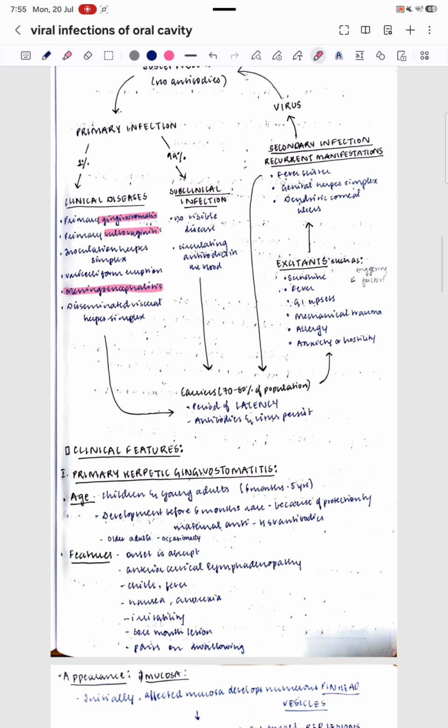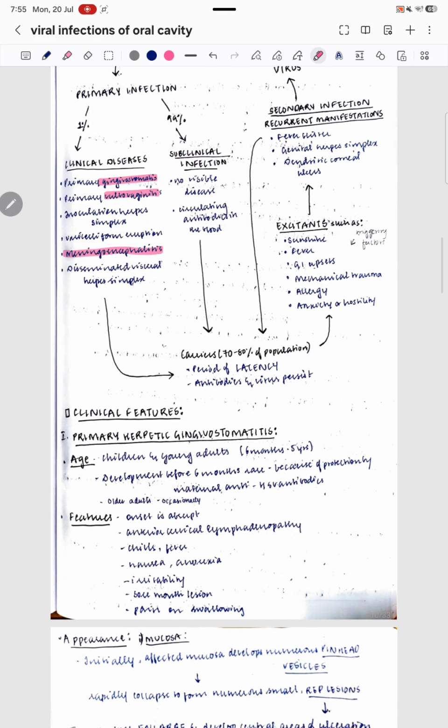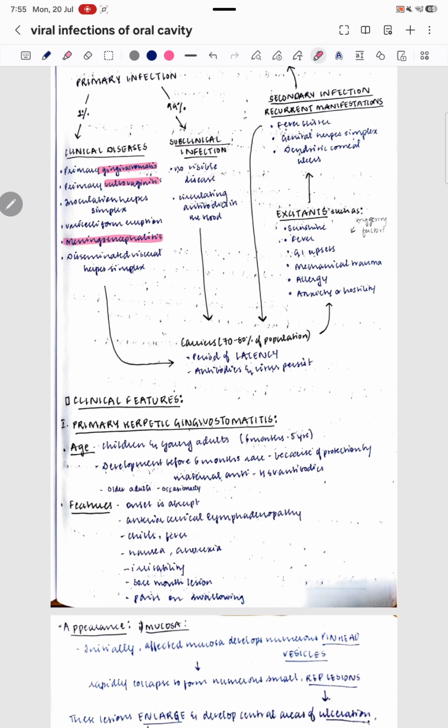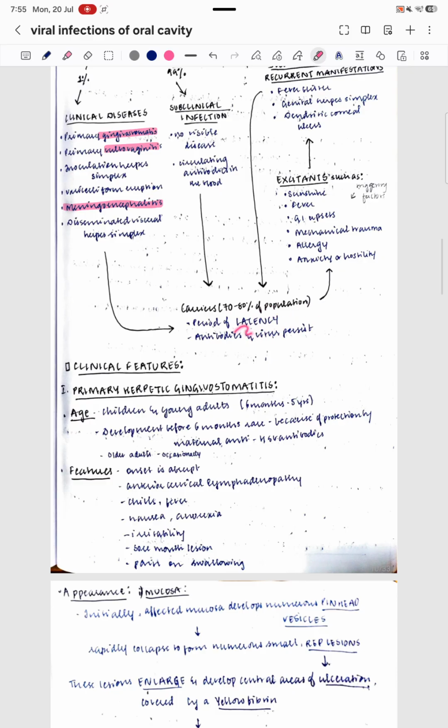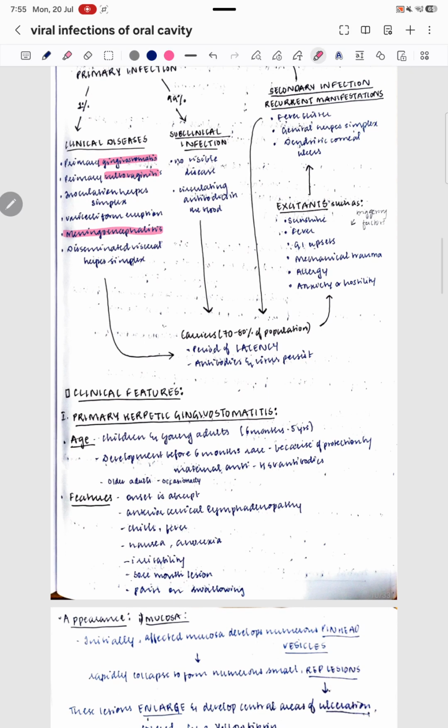So basically what happens is, in subclinical infection there is no visible disease because there are circulating antibodies in the blood, okay. These antibodies cause the period of latency, okay. And then once there is a period of latency, basically that it becomes dormant, then it can re-excite again, which could be due to various triggering factors.